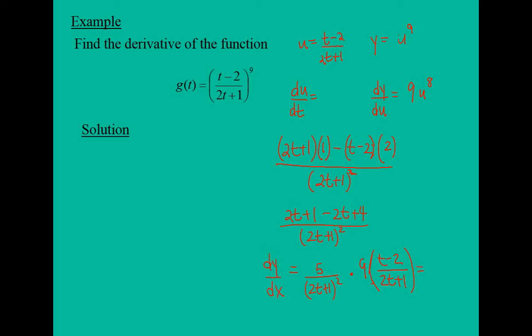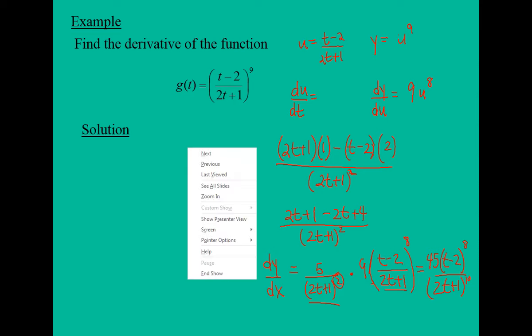It looks like we could rewrite this as 45 times t minus 2 to the 8th, and then write this as 2t plus 1, and this would be to the 10th power, because here we have like bases, and this would be 2t plus 1 to the 8th. This is 2t plus 1 squared, adding our exponents.